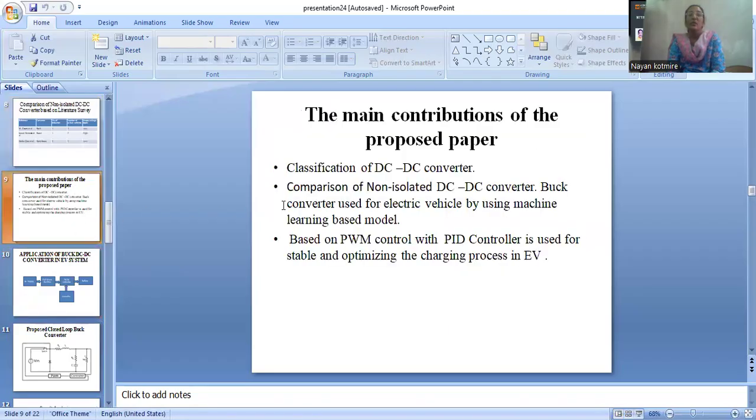The main contribution of the proposed paper is to classify the DC-DC converter, to compare the non-isolated DC converters, and to use a buck converter for the electric vehicle by using the machine learning based model, and also to use a PID controller for getting a stable and optimized charging process in the electric vehicle.